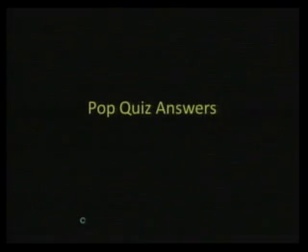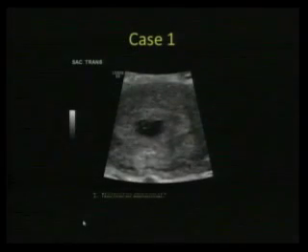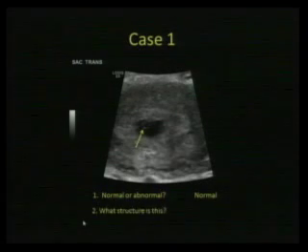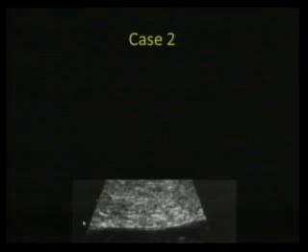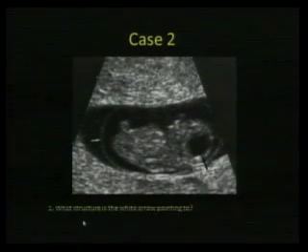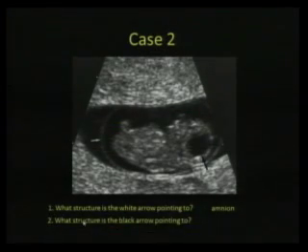All right, so here's our pop quiz answers. All right, so normal or abnormal, Carson? Normal. What is that? Yolk sac and yolk sac. Good. Tom, what structure is the white arrow pointing to? That's the amnion. Good. And what is the black arrow pointing to? The rhombencephalon. Good.